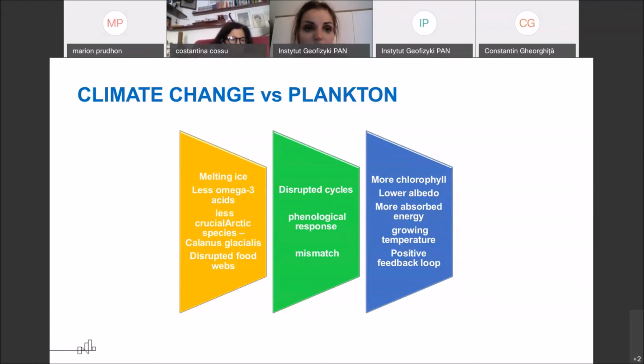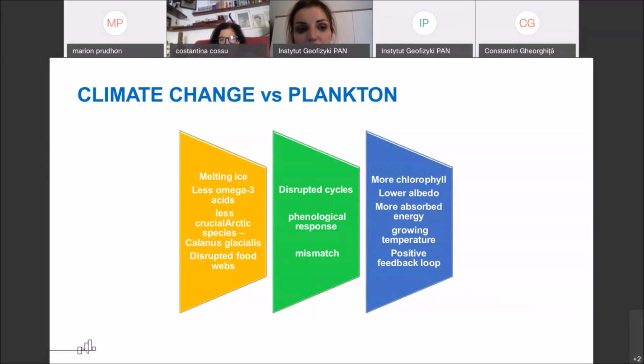So disrupted food webs influence everything, and also they influence our human economy through fisheries, which are very important. Fishery is very important for many countries, and many economies are based on fishery. And those disrupted cycles can decrease the number of fish or the availability of fish significantly.